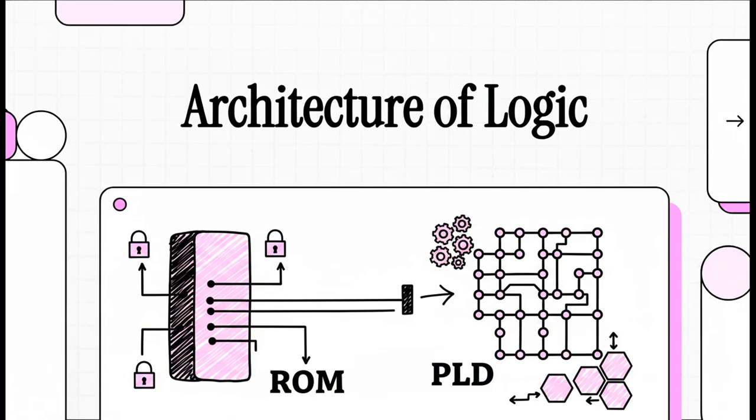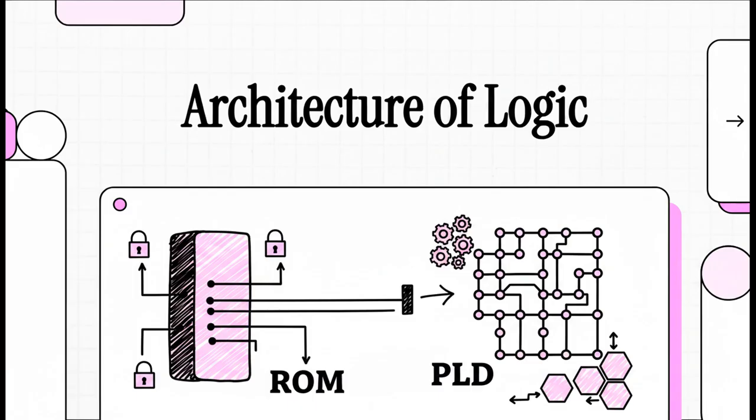Welcome to this explainer. Today, we're diving straight into the fascinating evolution of computer memory and hardware architecture. We're going to unpack the entire journey, moving from the rigid permanence of read-only memory, or ROM, all the way to the ultimate dynamic flexibility of programmable logic devices.